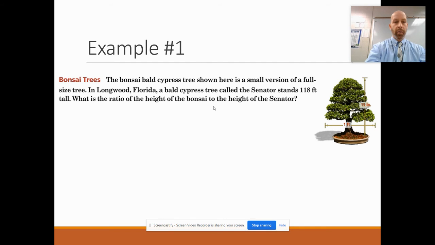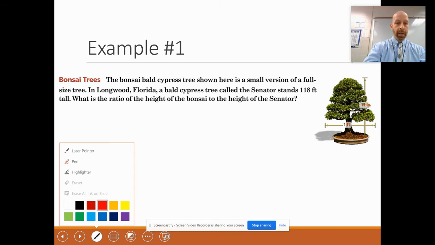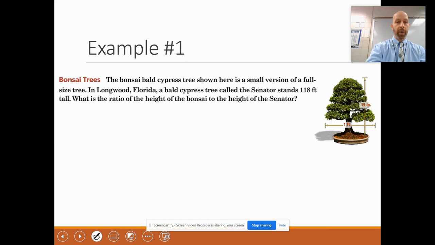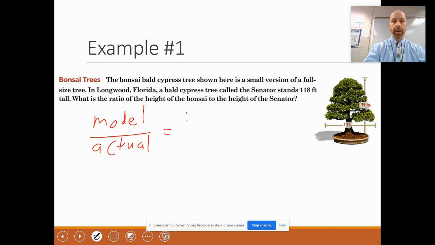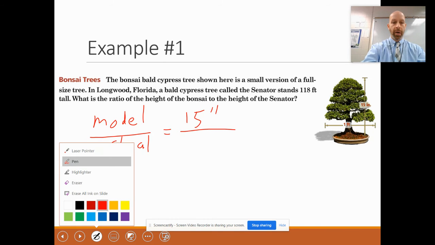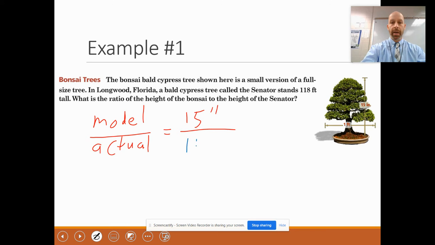Okay, so a ratio, as we just saw, compares two quantities. So what we want to do is compare the model's height to the actual height of the actual tree. In this case, the model height, we can clearly see, is 15 inches. I'll put the notes here, it's 15, with 2 marks meaning inches. And then the actual height of the tree says it's 118 feet. I'm going to draw this in a different color because this is not how we want to leave our answer. Feet would just be 1 mark like that.